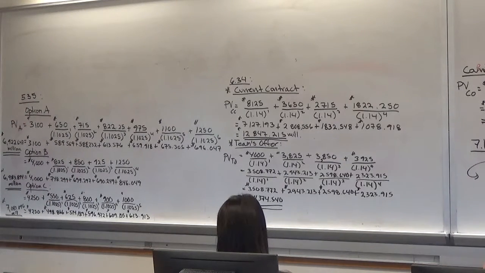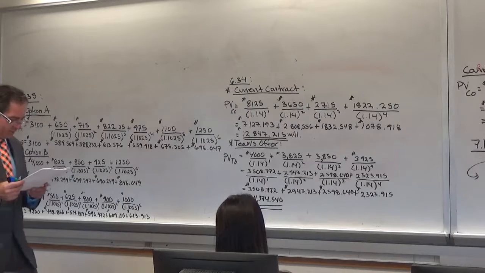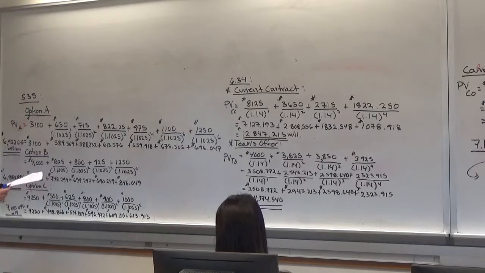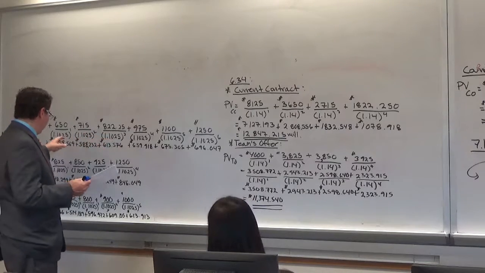I made these in thousands. I just took out the zeros to make the math a little bit easier instead of having to draw out the zeros. So he's going to get a signing bonus of $3.1 million in option A, $4 million in B, and $4.25 million in option C. And then he's going to get these cash flows that are going to go out.